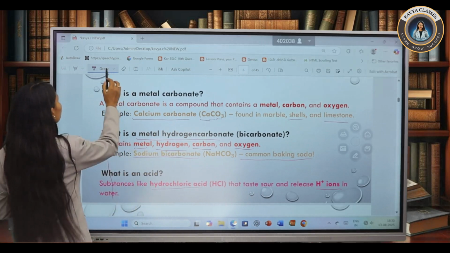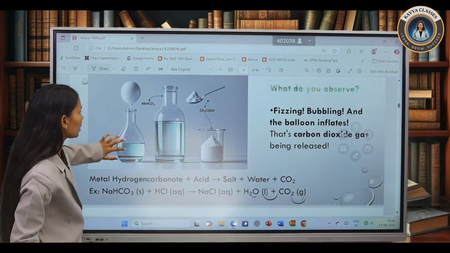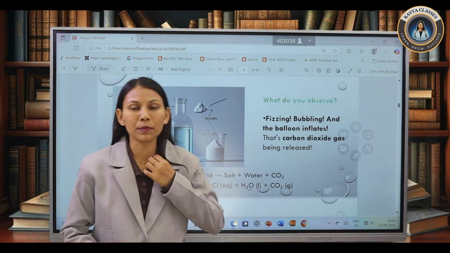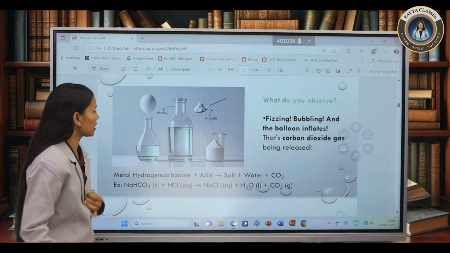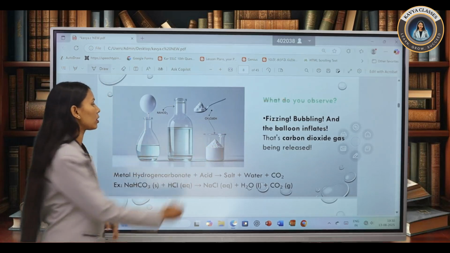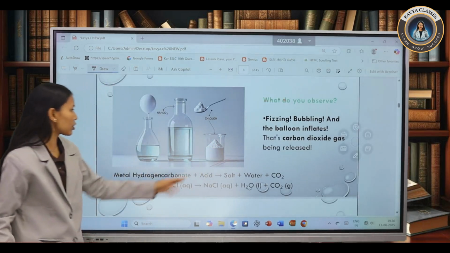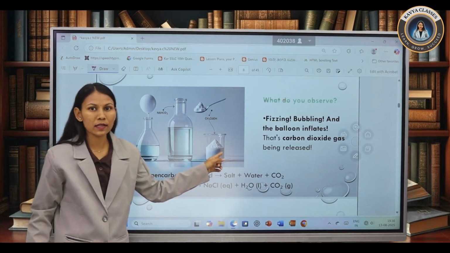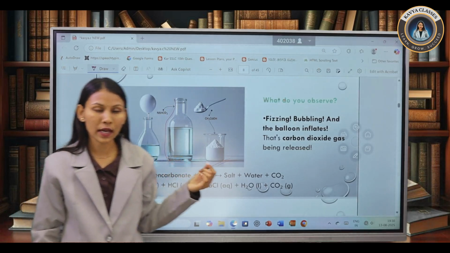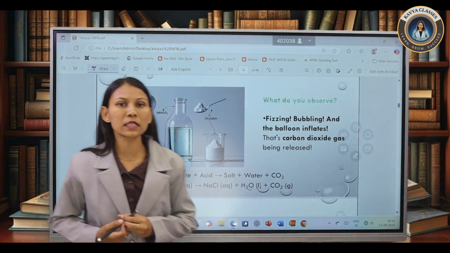Let's go to next, that is how these metal carbonates and metal hydrogen carbonates react. Let us discuss this with an activity. As you can see here, this is the experimental setup. What do you observe in this? We have a beaker which has metal hydrogen carbonate, that is baking soda. Again, this particular glass has vinegar or acetic acid. So it has acid and it has base. What are we going to do with these acid and base?